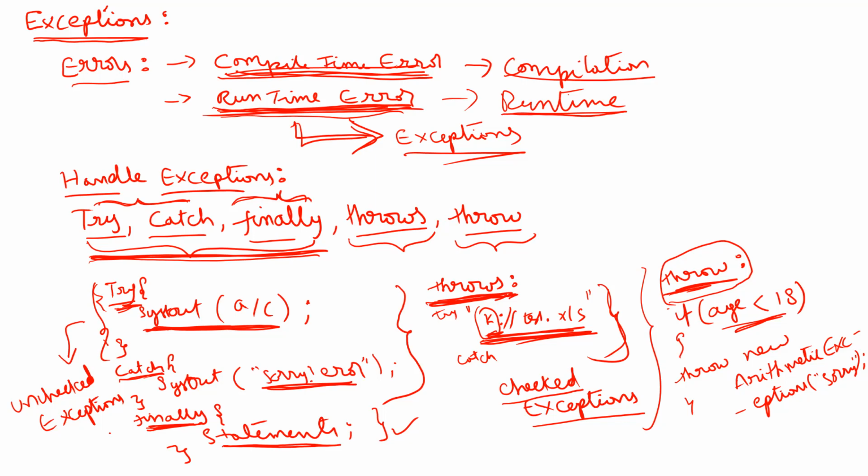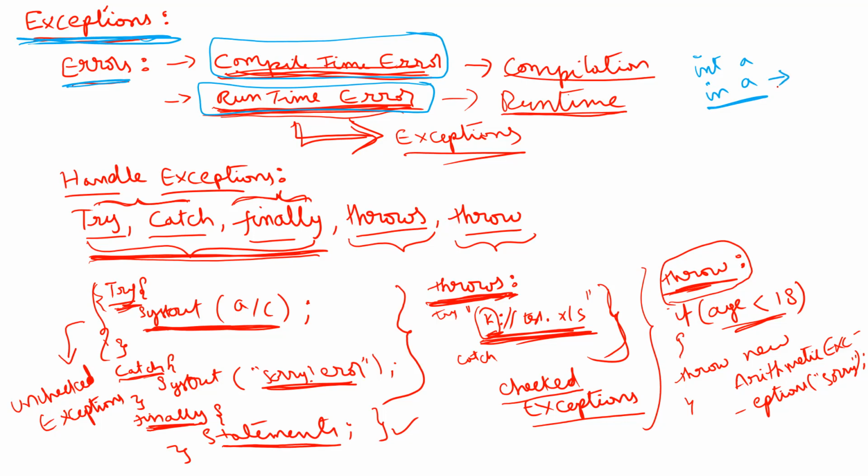Let us see this one more time. What are exceptions in Java? Before going into exceptions, we need to know what errors are. There are mainly 2 kinds of errors in Java: compile time errors and runtime errors. As we have seen in the program, if instead of int a, I specify it as in a, then during the compilation, before running the program, it results in an error saying that in is not a valid data type. That is a compile time error, because during compilation itself it throws an error.